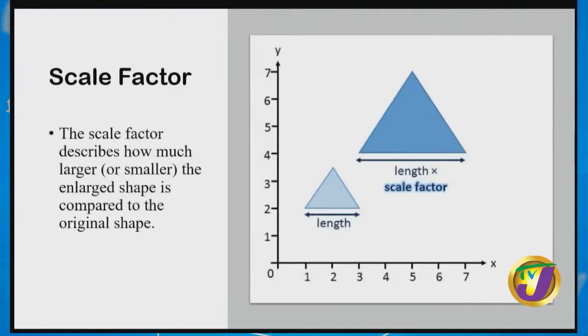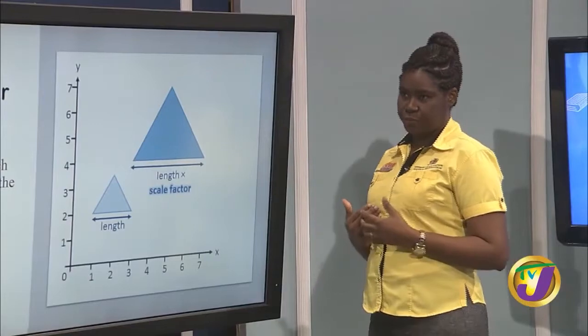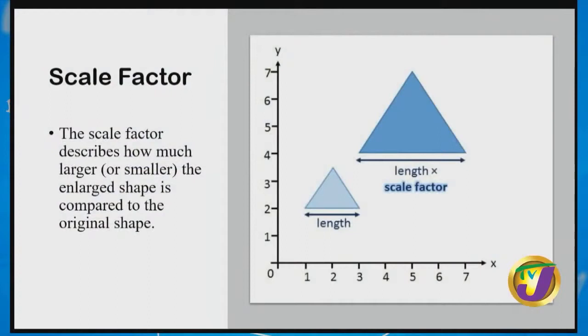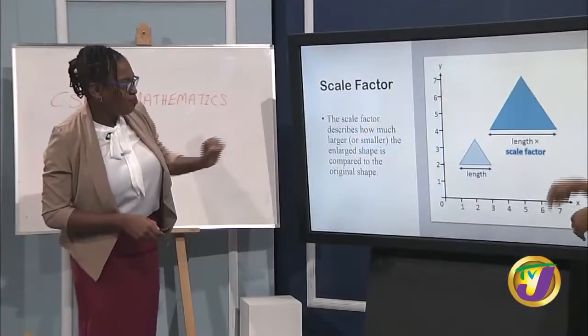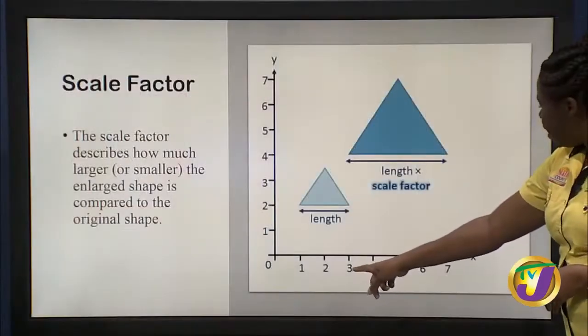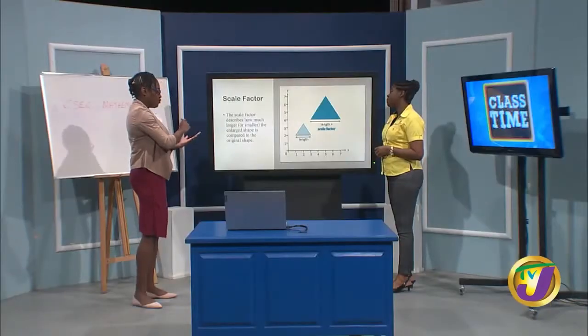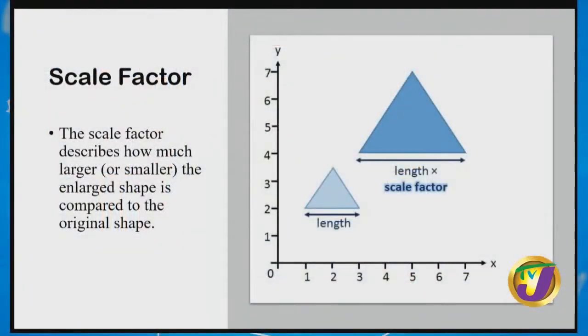We mentioned that we need a center of enlargement and a scale factor to do an enlargement. So let us now look at the scale factor. I'm looking at the smaller triangle, which is in light blue, and I'm seeing that the length of the base of this triangle is 2 units. For the larger triangle, what's the length of that base? The length of that base would be 4 units. Based on what we discussed earlier, the relationship from 2 to 4 means that the 2 was multiplied by 2 to get 4.